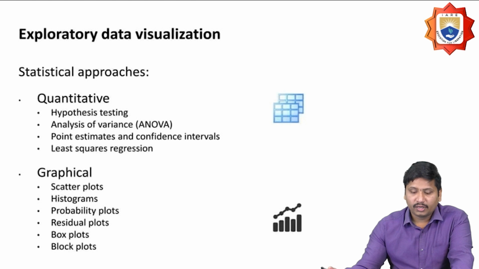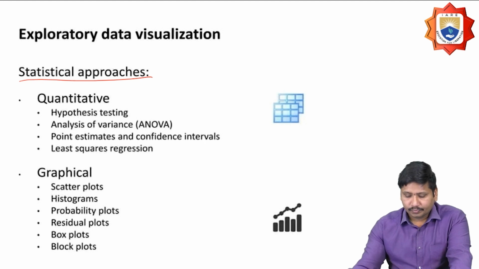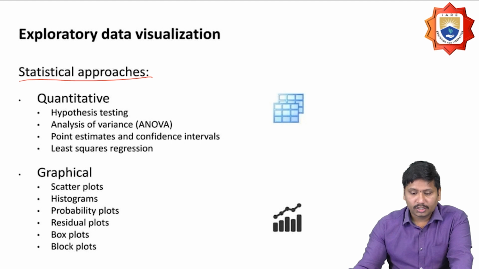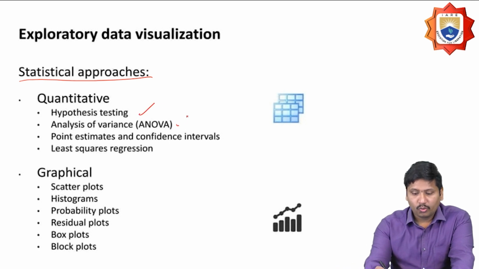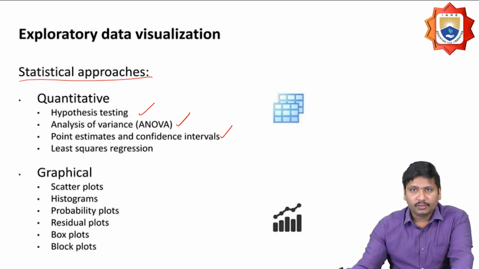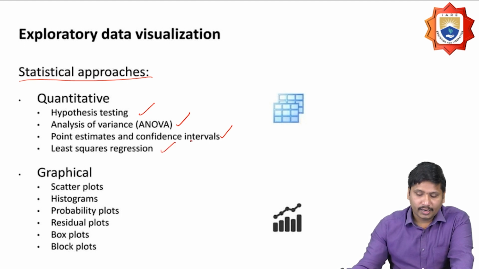And if I go for the graphical statistical approaches, we have scatter plots, histograms, probability plots, residual plots, box plots, and block plots. These are some of the approaches for implementing exploratory data analysis. In exploratory data analysis, we have two types of statistical approaches. The quantitative ones are hypothesis testing, ANOVA, analysis of variance, point estimates, confidence intervals, and least square regression. These are the quantitative statistical approaches.